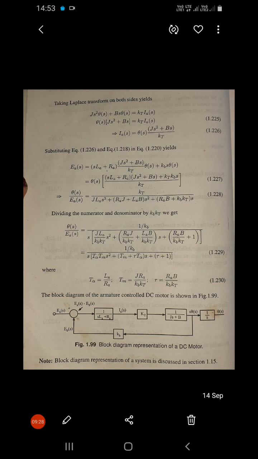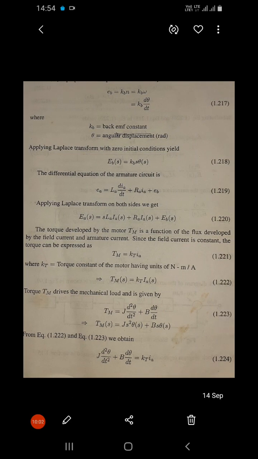From this equation we can write Ia(S) = θ(S) into (J S² + B S) divided by Kt. Now, substituting equation 1.226 and equation 1.218: if we substitute 1.226 in equation 1.218, which is Eb(S) = Kb S θ(S), here we put the θ(S).